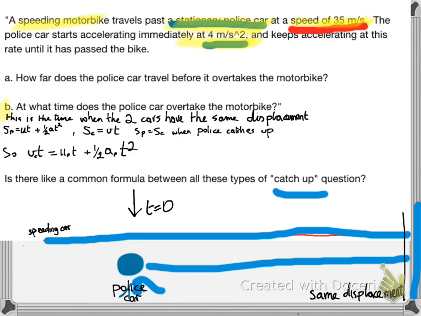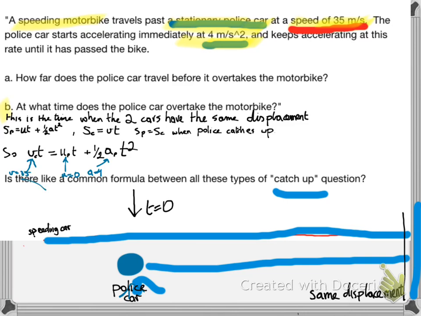Now just keep in mind that we've got two separate pieces of information. One pertains to the police car. Sorry, that one is the velocity of the bike. Whereas this one here is the initial velocity of the police car, which is going to be 0. And that's the acceleration of the police car, and we're told that that is equal to 4. Whereas the velocity of the bike that's travelling is 35.